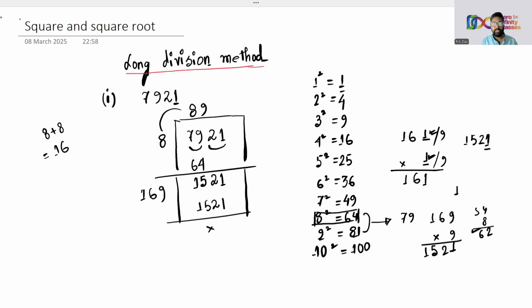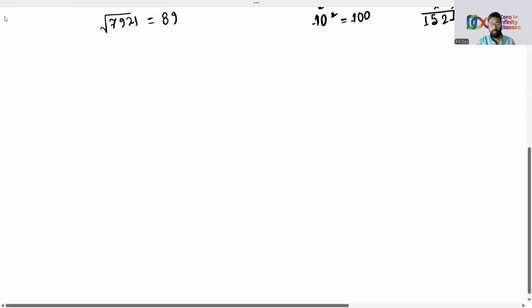That means the square root of 7921 will be 89. In this way we can calculate the square root of any number by using the long division method. I am going to solve another question.